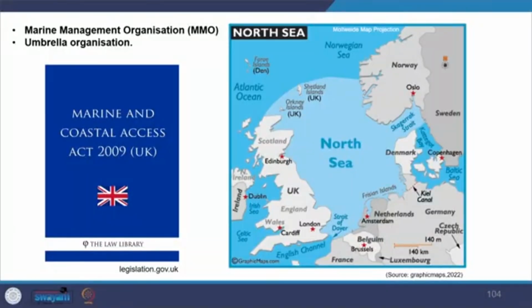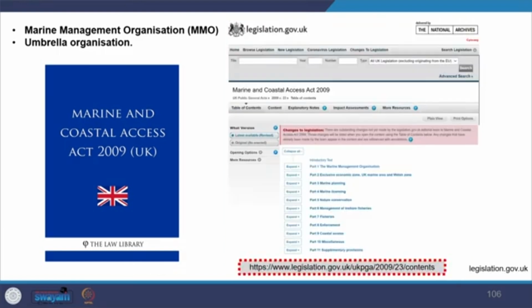So, for example, we can see it in the UK. There's a Marine Management Organization (MMO), which was established under the Marine and Coastal Access Act 2009. This is an umbrella organization with overall responsibility. It looks after everything from licensing, regulating, and planning marine activities in the seas around England and Wales. So they are overall in charge of this, as you can see here.